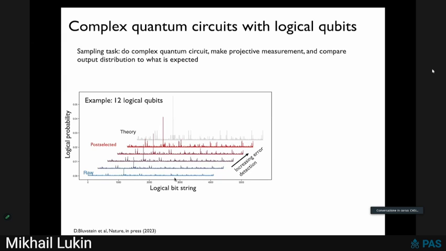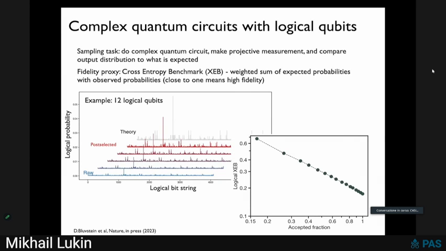But if you start conditioning this result on certain stabilizers being correct, so in this case it's actually error detection, not quite error correction, you see that this distribution really emerges, and one can quantify it with things like XEB and stuff like this.